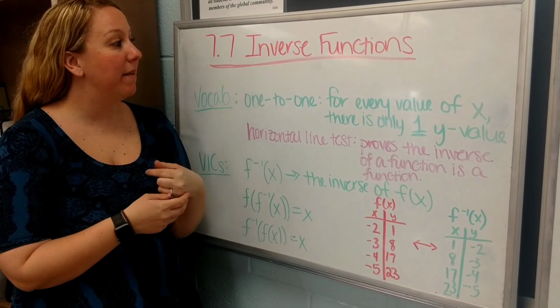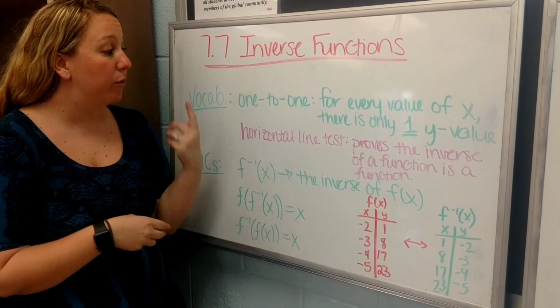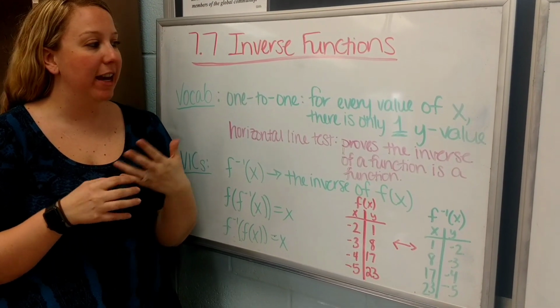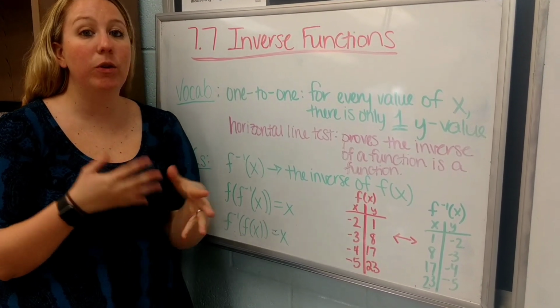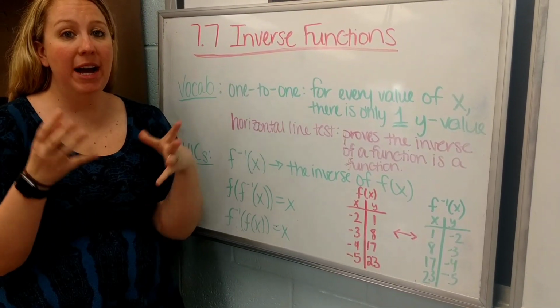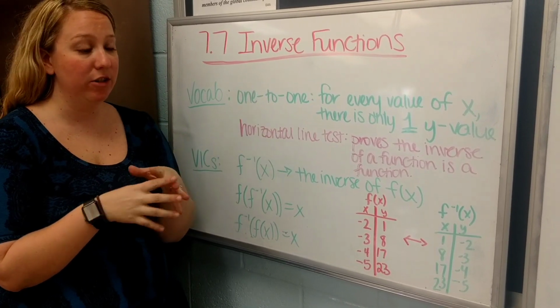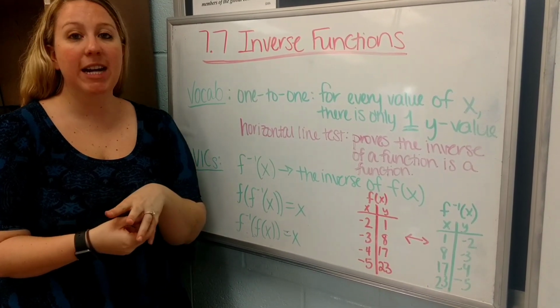This is section 7.7 on inverse functions, and we have two vocab terms for you. The first one is one-to-one, and that says that for every value of x, there's only one y value. So no matter what x value you plug in, only one y value will come out, and that means the function's one-to-one. We also have the horizontal line test.